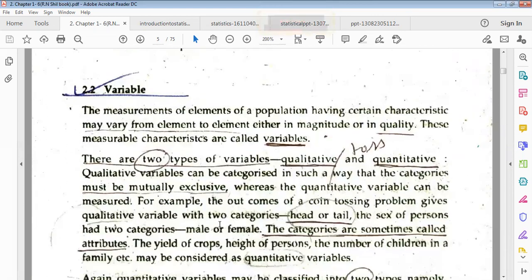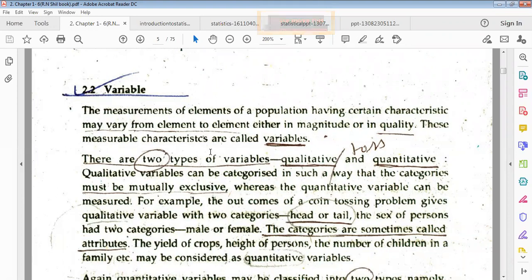Now, another word, what is a variable? Actually, as engineering students, you must know what a variable is. The changeable values. Okay. The measurement of elements of a population having certain characteristics may vary from element to element, either in magnitude or in quality or both. These measurable characteristics are called variables. This is the definition of variables.